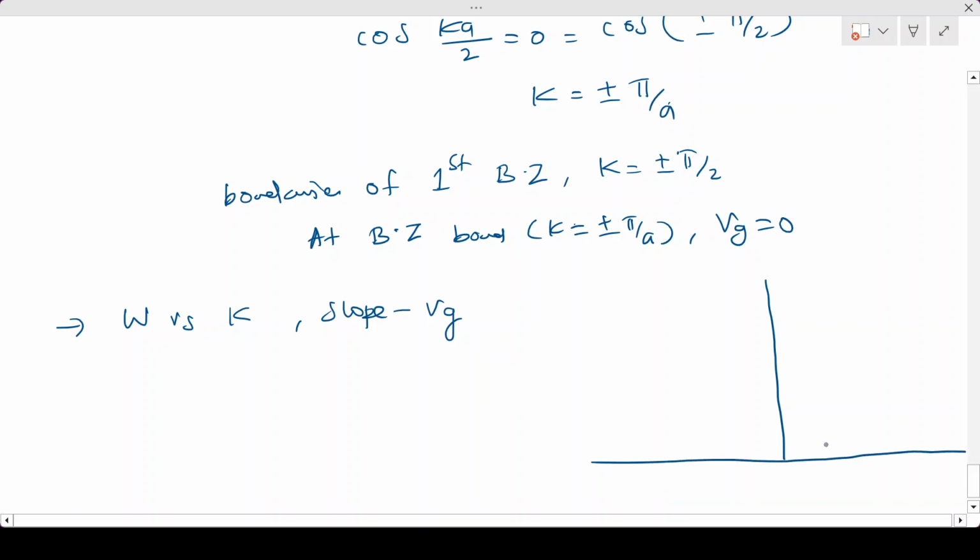Okay, you can see this one. Here this one is omega and this one is k. So this is how the graph will look.